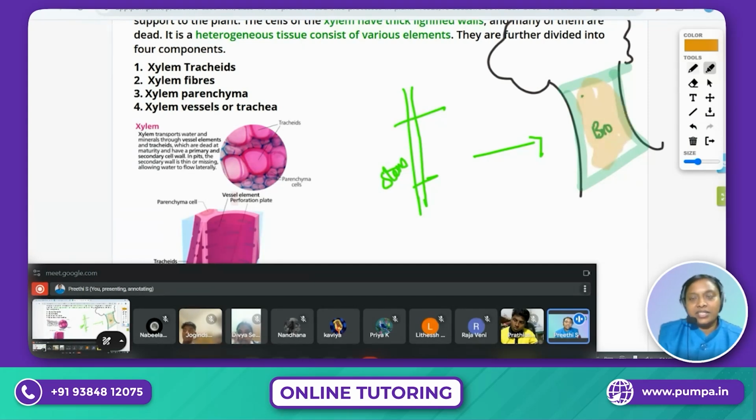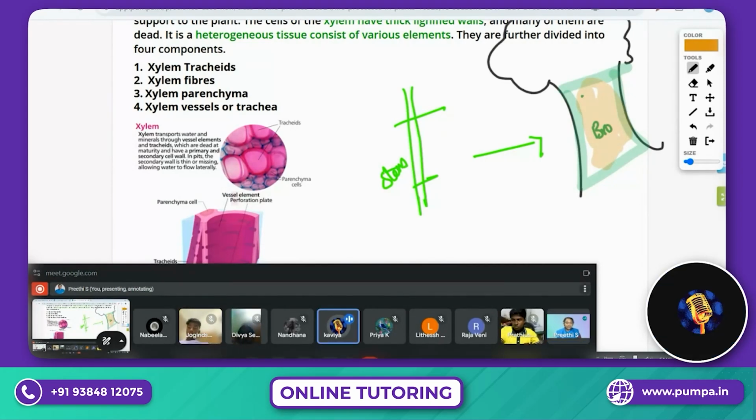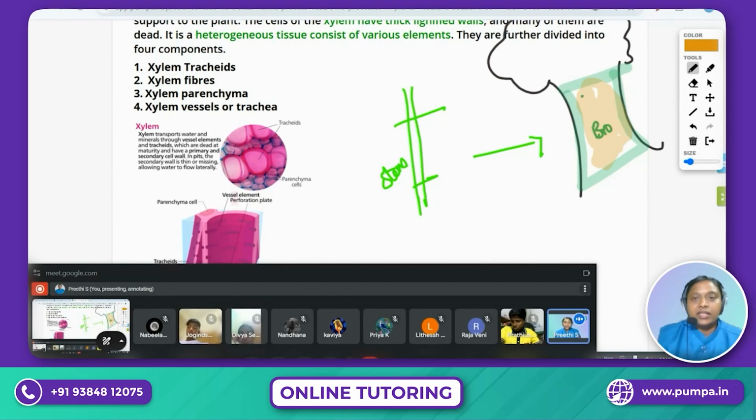What is the reason, children? Any one of you? What is the difference you are seeing? Yes, Kavya. Because of cork, ma'am. Cork is present in the tree. Okay, good. So the stem we can break easily. But to cut down a tree, is it easy? No, ma'am.